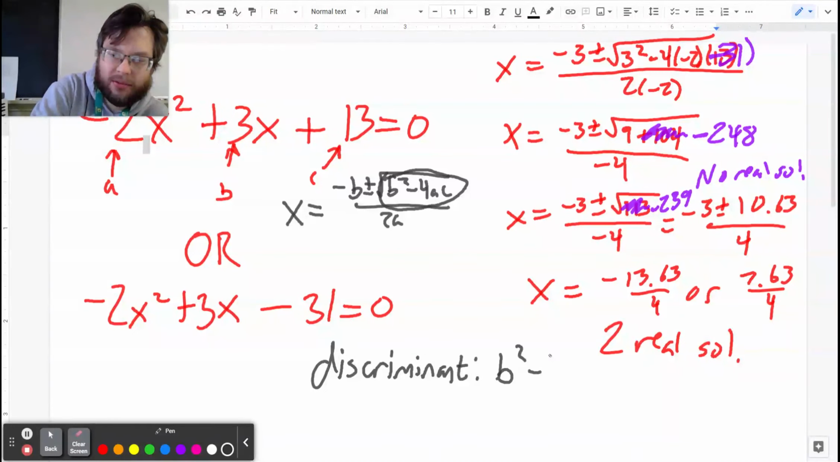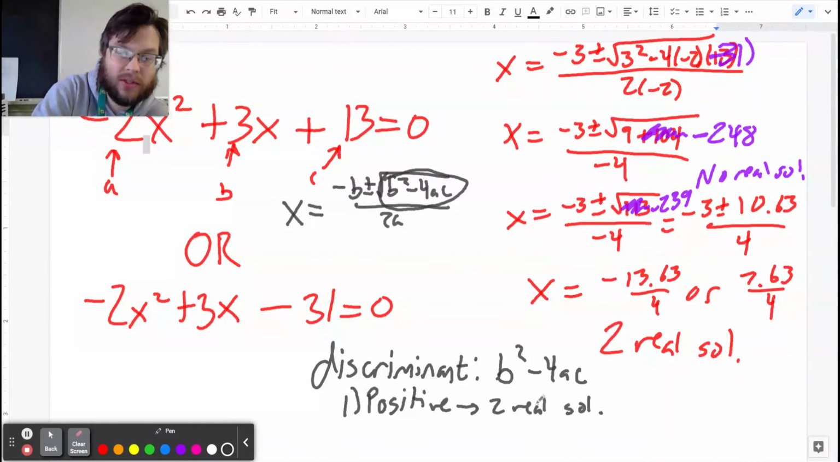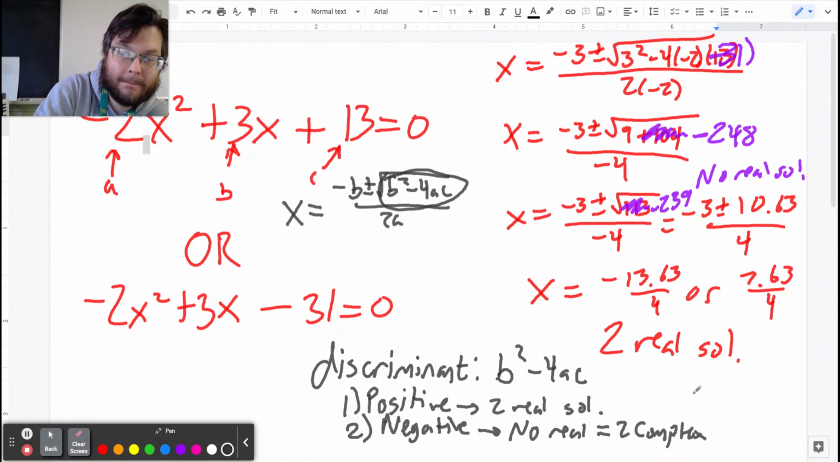It's this idea that if you just calculate b squared minus 4ac, there's three options. Option 1, it's positive. If it's positive, then guess what? You've got two real solutions. Option 2 is it's negative. That's like in the purple example I just did. If it's negative, then you have no real solutions, which is equivalent to saying two complex solutions. And number 3, it's 0. And if the discriminant is 0, that means you have one solution, one real solution.